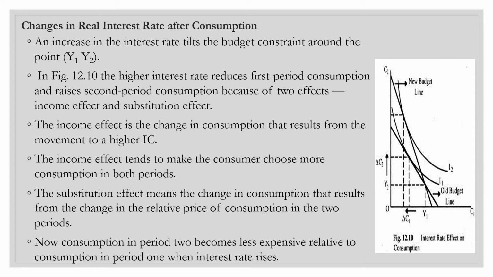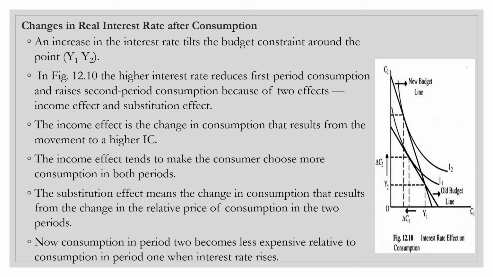Changes in the real interest rate should also be looked into. In the figure, you can see that an increase in the interest rate tilts the budget constraint around the point Y1, Y2. Here, the higher interest rate reduces first period consumption and raises second period consumption because of two effects: the income effect and the substitution effect. This is something we are already familiar with.